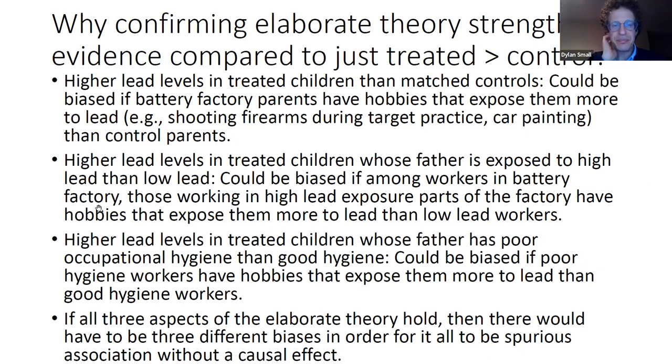And then the third comparison is the treated children whose father has poor occupational hygiene compared to good hygiene. Well, that could also be biased if the poor hygiene workers have hobbies that expose them more to lead than the good hygiene workers. But again, it's a different bias. It's talking about different people. So if all three aspects of the elaborate theory hold, then in order for there to be no effect of the father being exposed to lead on the child, there have to be these three different, separate biases operating.